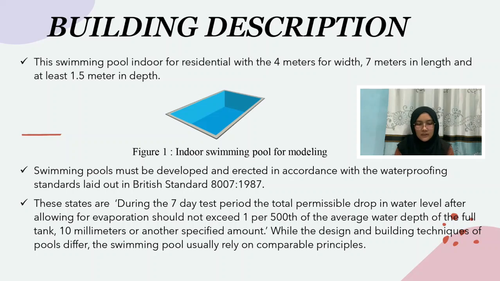Next, a swimming pool must be developed accurately in accordance with the waterproofing standard laid out in British Standard 8007:1987. During the 7-day test period, the total permissible drop in water level, after allowing for evaporation, should not exceed 1/15 of the average water depth of the full tank, or 10 millimeters, or another specified amount. This is in the British Standard. While the design and building technique of pools differ, swimming pools usually rely on comparable principles.